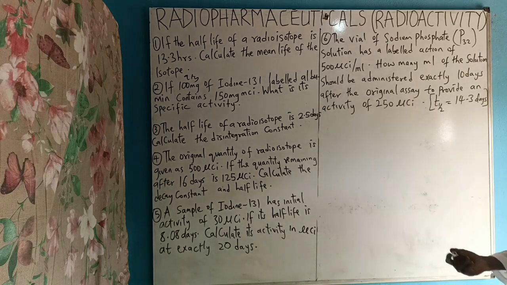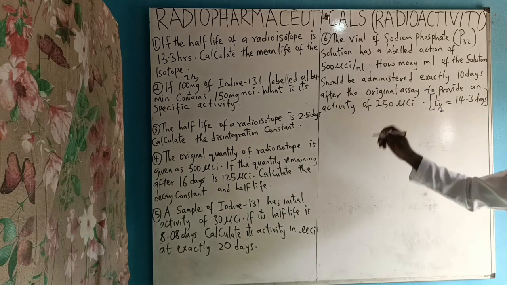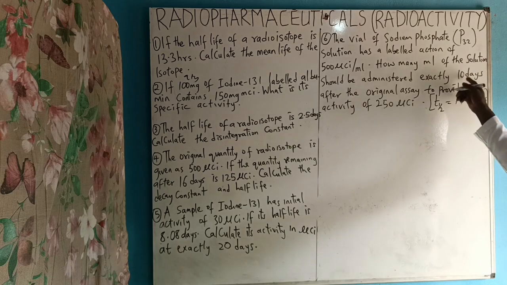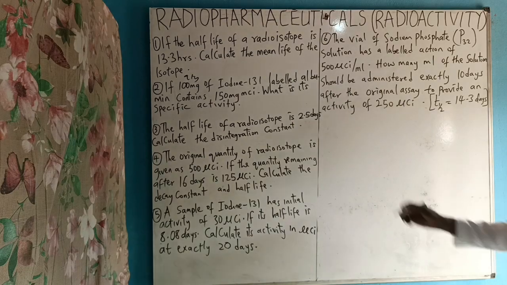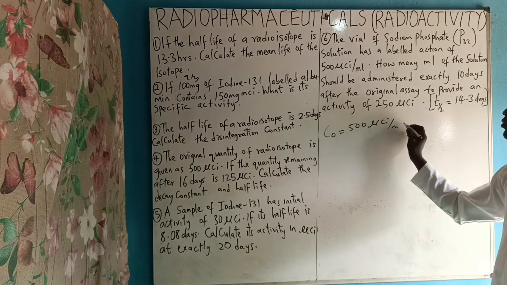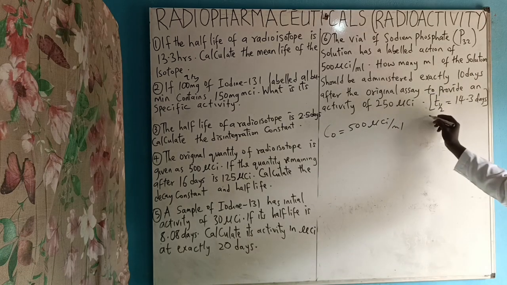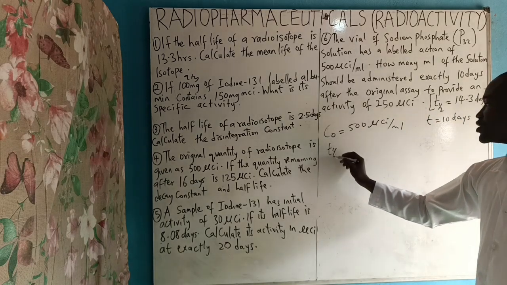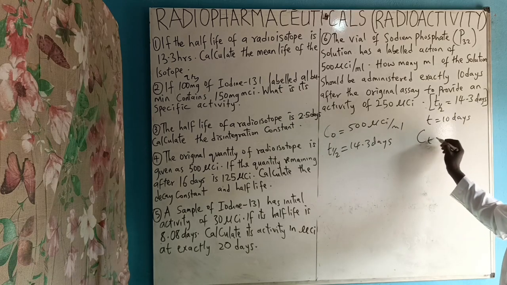Go to the last question on the page. The vial of sodium phosphate solution has a labeled activity of this. How many ml of the solution should be administered exactly 10 days after the original assay to provide an activity of this? Okay, your CO is equal to 500 microcurie per ml. Now, your small t is 10 days. And your half-life is what? 14.3 days. We are looking for our CT.